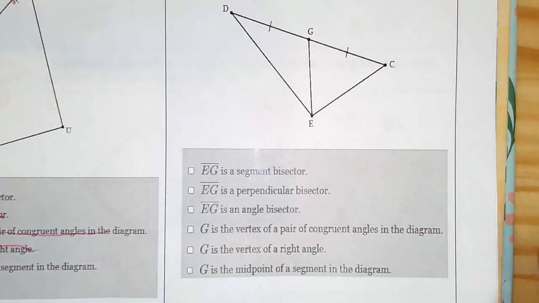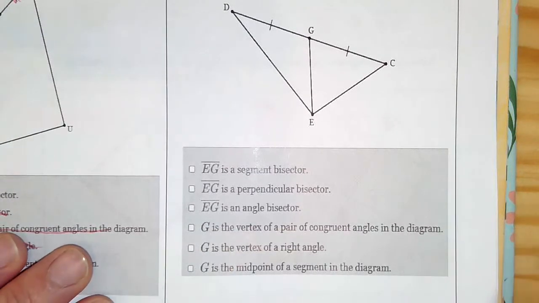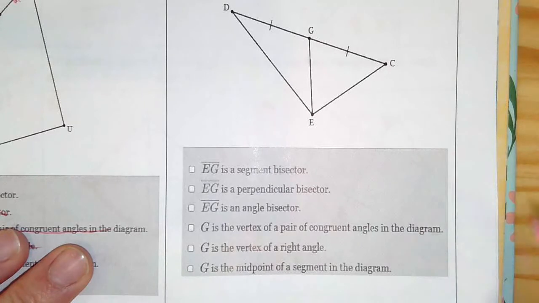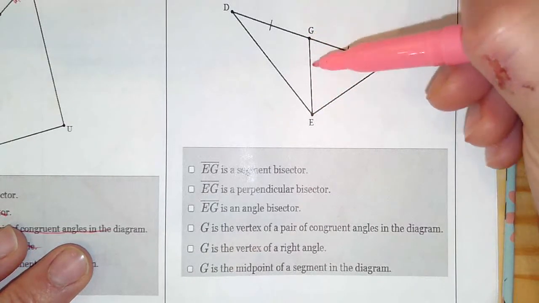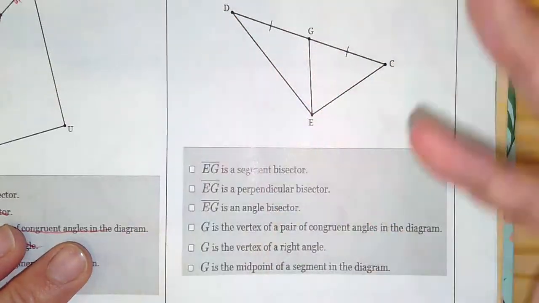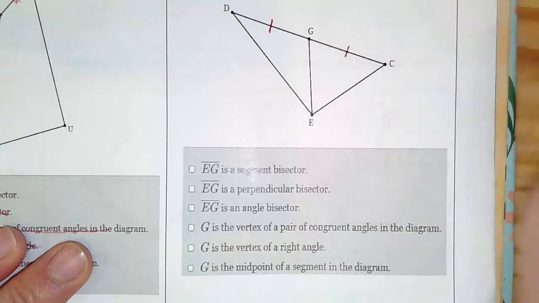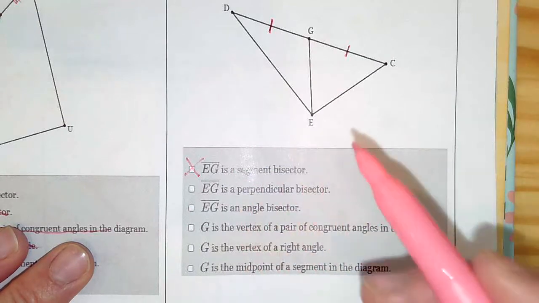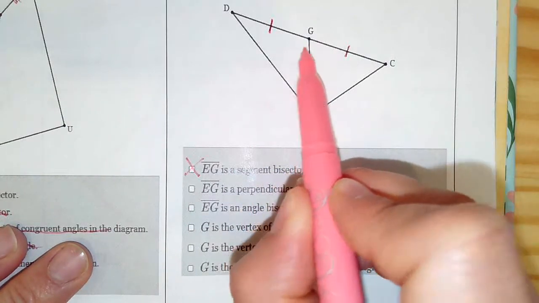I don't see anything about angles again. So if you want to pause this one and try it, it is very similar to number 1. EG is a segment bisector. So is this segment cutting something into two equal parts? Yeah. DC is cut into two equal parts. This length and this length are equal. So that's a yes. EG is a perpendicular bisector. Is it making a 90 degree angle? No, it doesn't tell us.